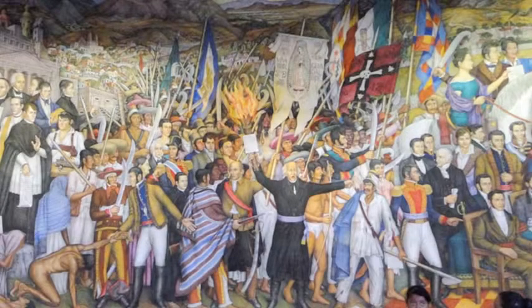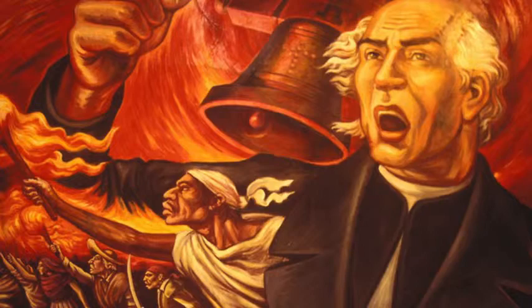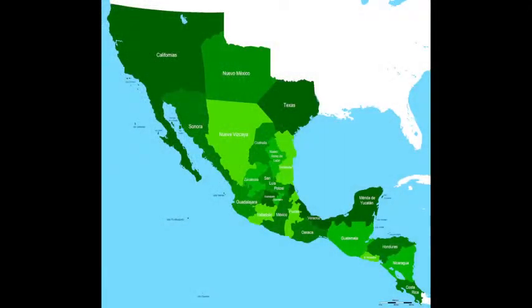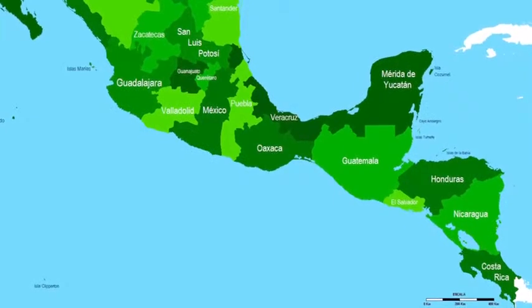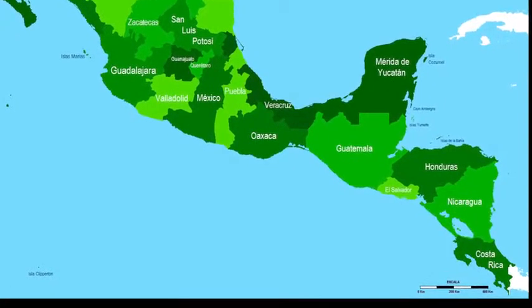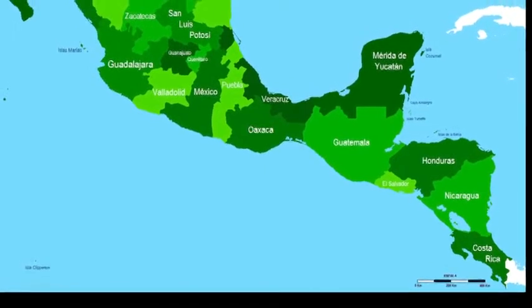Between the years 1810 and 1821, the war for Mexican independence against Spain was led by great raza patriots like Miguel Hidalgo y Costilla and José María Morelos. After Spain had been defeated, Mexico was three times larger than it is today and included the areas of Central America, now known as Belize, Costa Rica, El Salvador, Guatemala, Honduras, and Nicaragua.